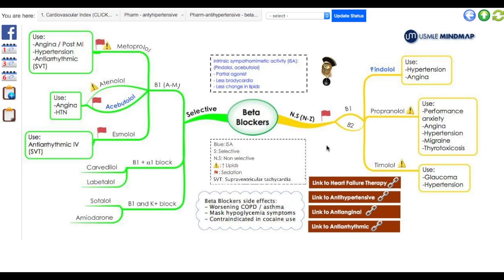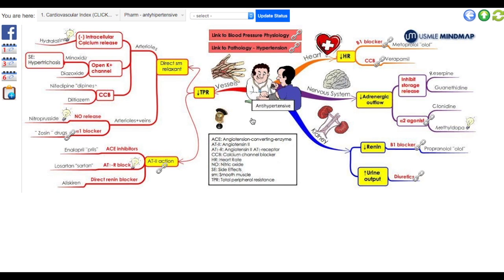On the bottom left of the screen, we see mixed blockers. And by mixed blockers, we mean those drugs that not only block beta receptors, but also block alpha 1 receptors. And of course, those drugs are listed for the students to explore and enjoy. So let's go back. The map is showing on the left factors that affect TPR, which is diastolic blood pressure. So we have those that are direct smooth muscle relaxants, and at the bottom, those that work on angiotensin 2 and angiotensin 2 receptors.